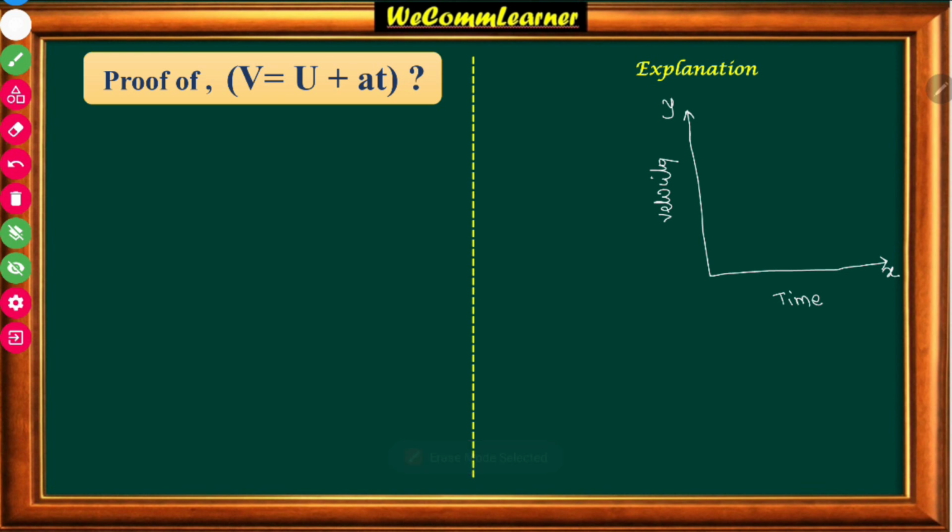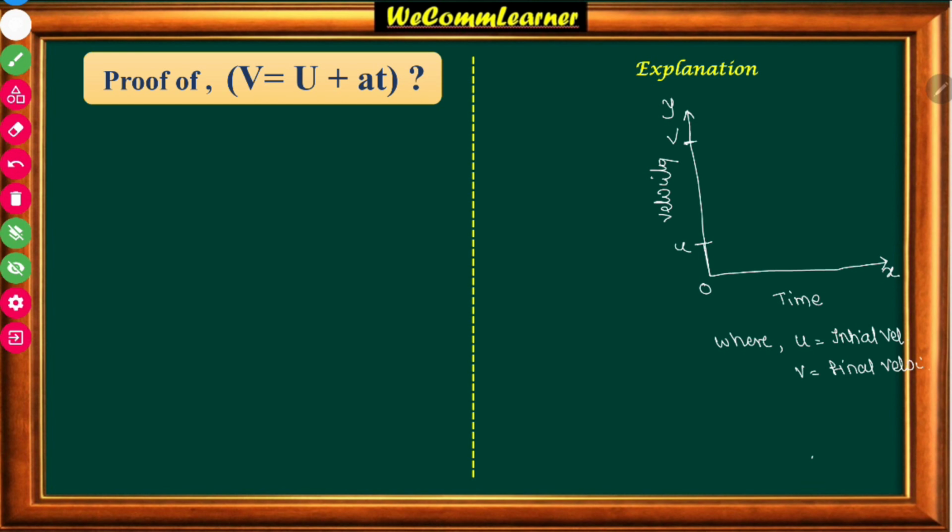Now initially I do have zero velocity and zero time. For example, I have some initial velocity, that is u, and after that I change my velocity to another velocity that is greater than u, that is the final velocity, where u is initial velocity and v is final velocity.